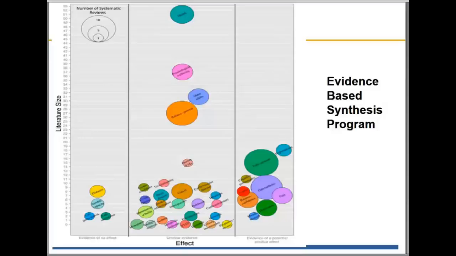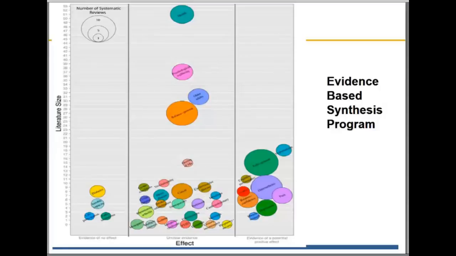yourself. So on the horizontal axis, they have evidence of no effect on the far left, unclear evidence in the middle, and evidence of positive effect on the right-hand side. The bubbles have various sizes, and the key is in the top left-hand corner there. And so the larger the bubble, the more reviews there are in that bubble. These bubbles are color-coded into sets of interventions.